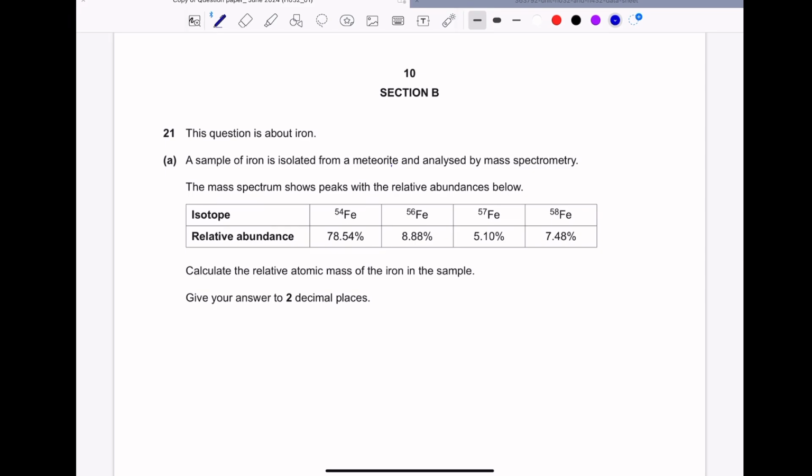On to section B, question 21 is about iron. A sample of iron is isolated from a meteorite and analysed by mass spectrometry. The mass spectrum shows peaks with relative abundances below. Calculate the relative atomic mass of the iron in the sample. Give your answer to 2 decimal places.